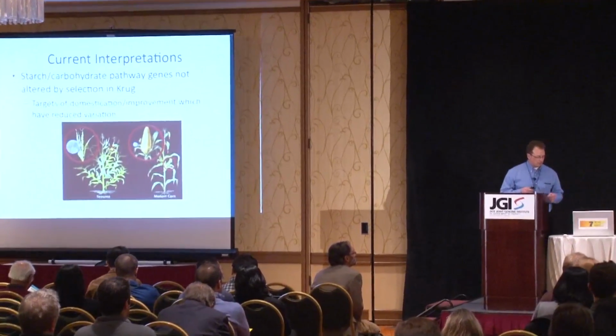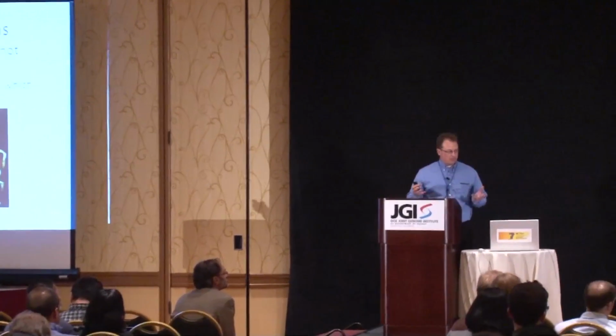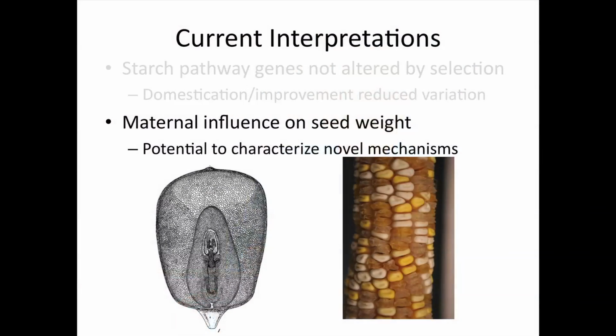As I mentioned with some of the starch and carbohydrate genes, and you might think of other classes of genes as well, things that have been targets of domestication may not be a substrate anymore for selection, as a lot of the variation has been reduced over time, and we might be looking at other mechanisms.